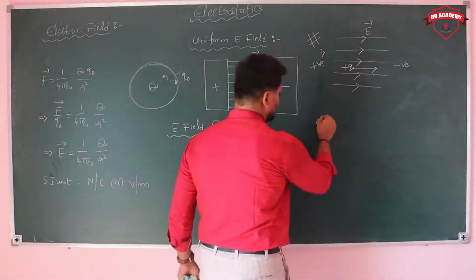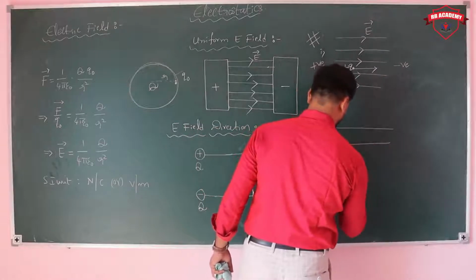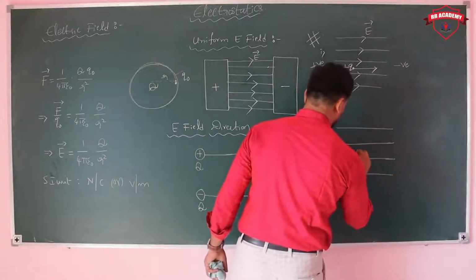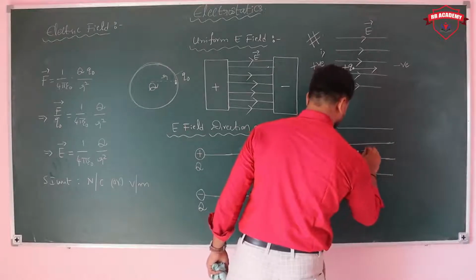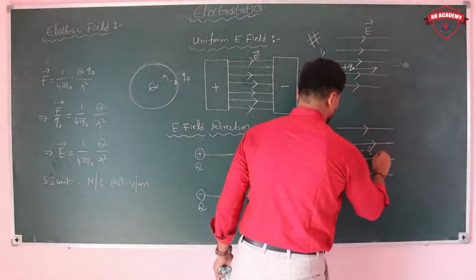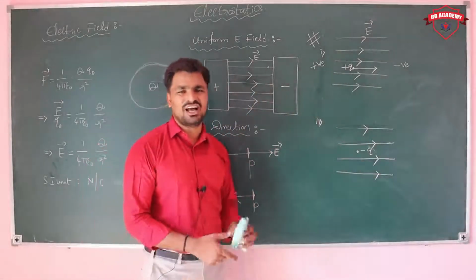Same condition, same uniform electric field, but I'll try to put a negative charge here. Negative charge, Q, minus Q. So then which direction can it move? In which direction can it move here?